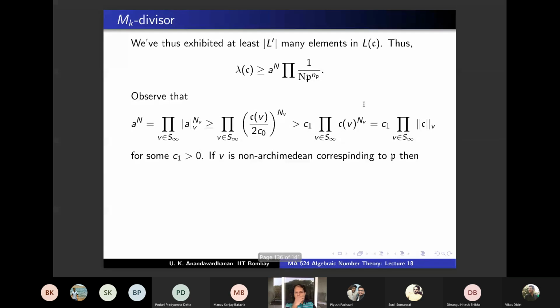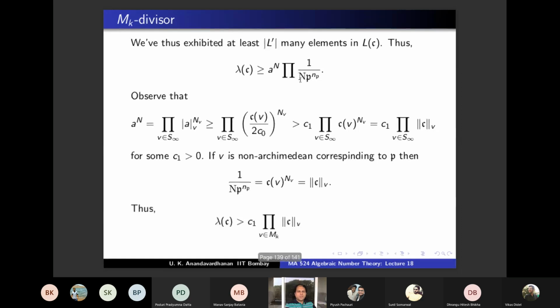If V is non-Archimedean, it will correspond to some prime ideal P, and then CV power NV is nothing but 1 by norm P power NP. This you can check. This is easy, almost the definition. Therefore this product corresponds to the non-Archimedean valuations, and therefore the full product: lambda C is strictly bigger than C1 times the product over all V of this, which is by definition the size, the volume of C. So you have lambda C is bigger than C1 times norm C, which is what we wanted to prove.